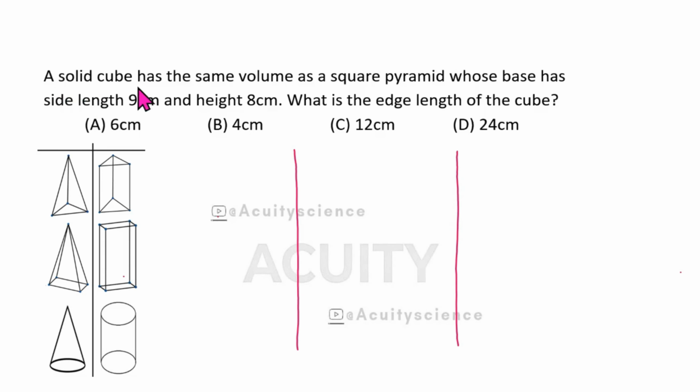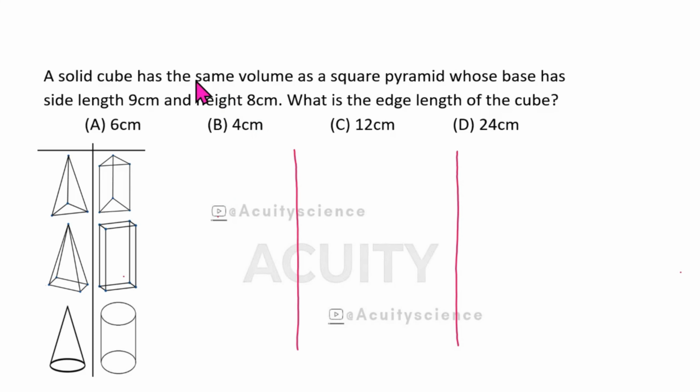A solid cube has the same volume as a square pyramid whose base has side length 9 cm and height 8 cm. What is the edge length of the cube? Okay, we have a cube and a pyramid in this question.